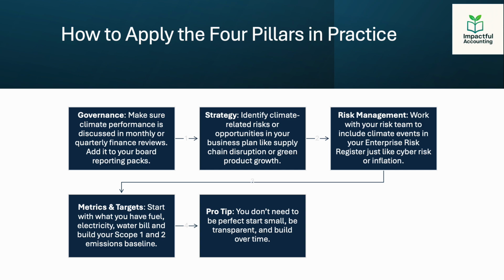Next, metrics and targets. Don't overcomplicate this. Start with the basics. Start gathering your electricity bills, fuel records, or water usage. That's all scope 1, scope 2 data. Once finance teams start tracking this manually in Excel and build a basic emission baseline, this is enough to put all of these metrics in reporting and set reduction goals.